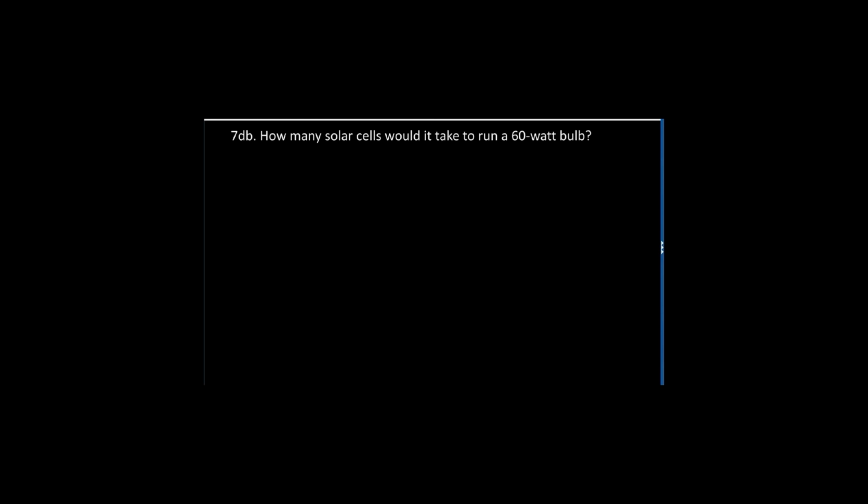Okay, so how many solar cells would it take to run a 60-watt bulb? Okay, so our solar cell was 0.045 watts, and a 60-watt light bulb is 60 watts. So we're going to do 60 watts divided by 0.045 watts. It's going to be 1334 solar cells.